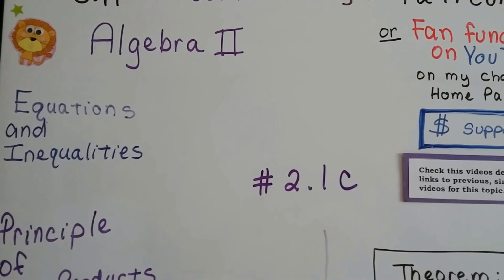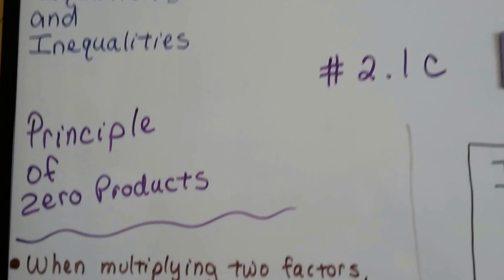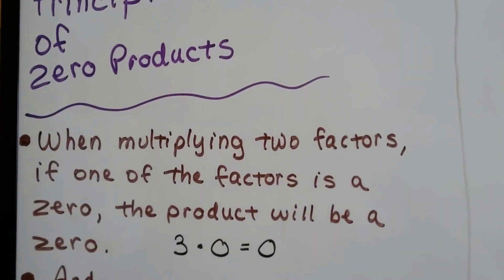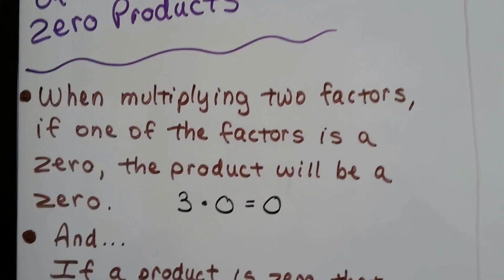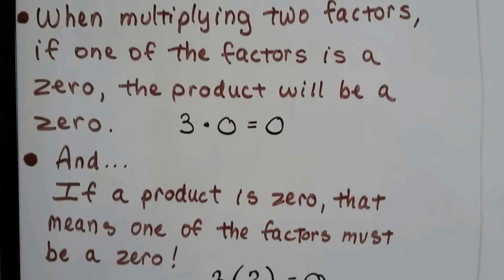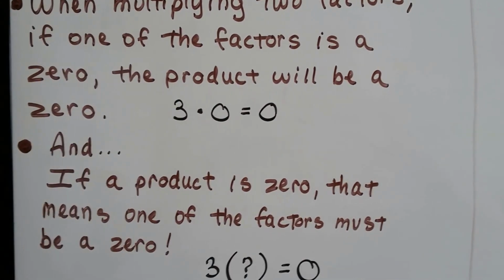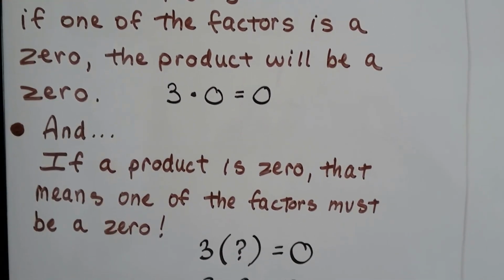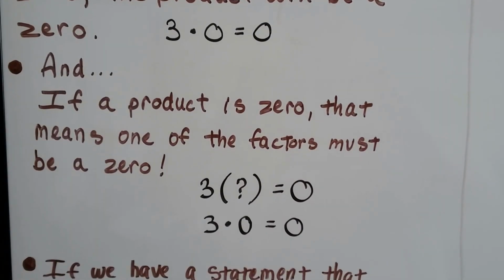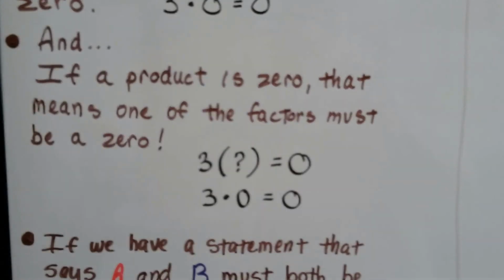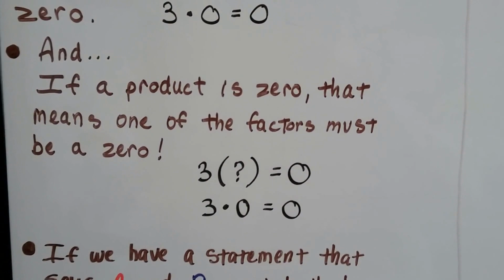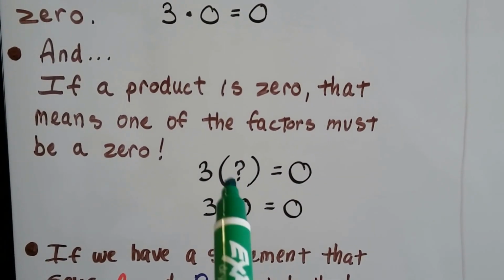Algebra II 2.1c, Principle of Zero Products. When we multiply two factors, if one of the factors is a zero, the product's going to be a zero. And if the product's a zero, that means one of the factors must be a zero. See? If we don't know what is multiplied to 3, but our product's a zero, it's got to be a zero.